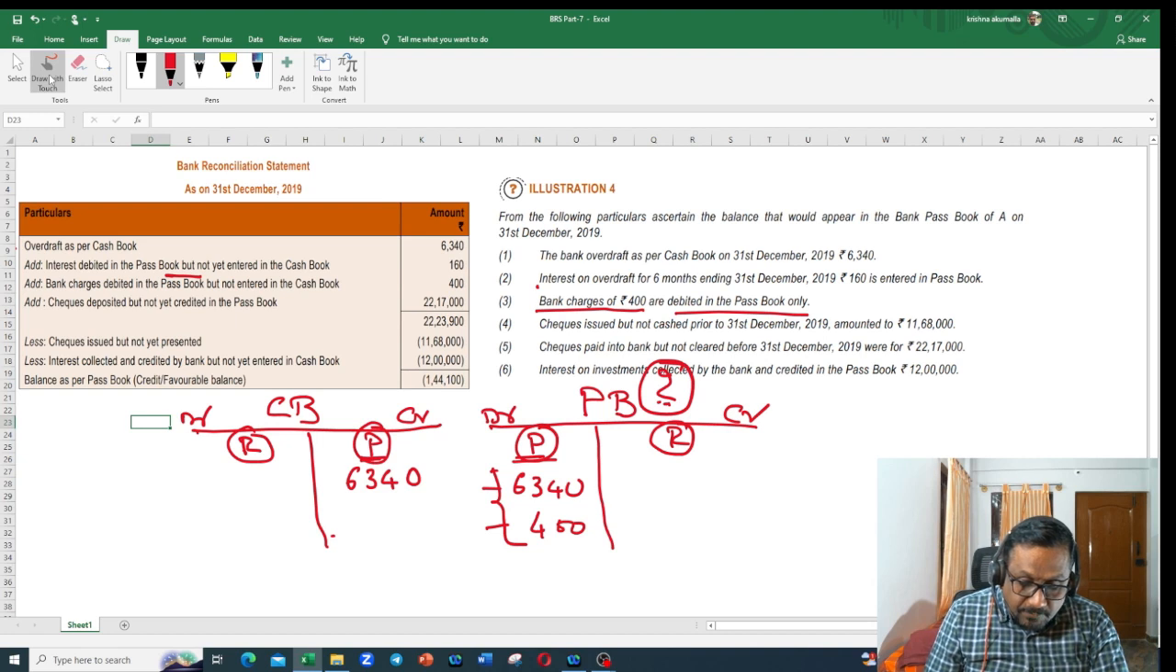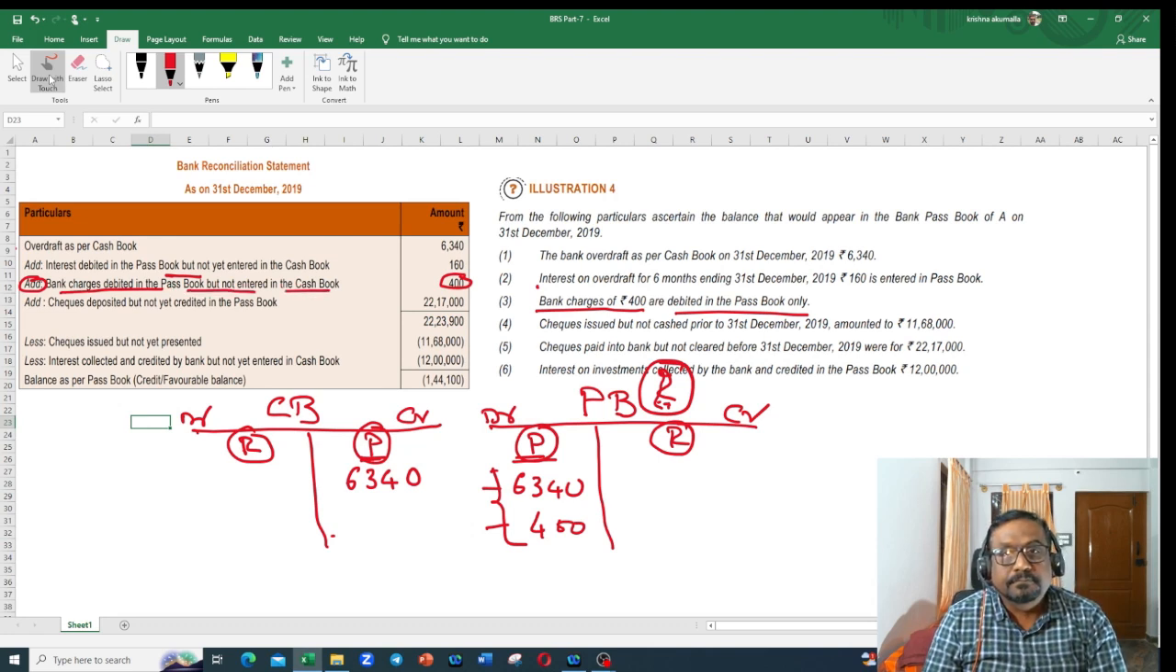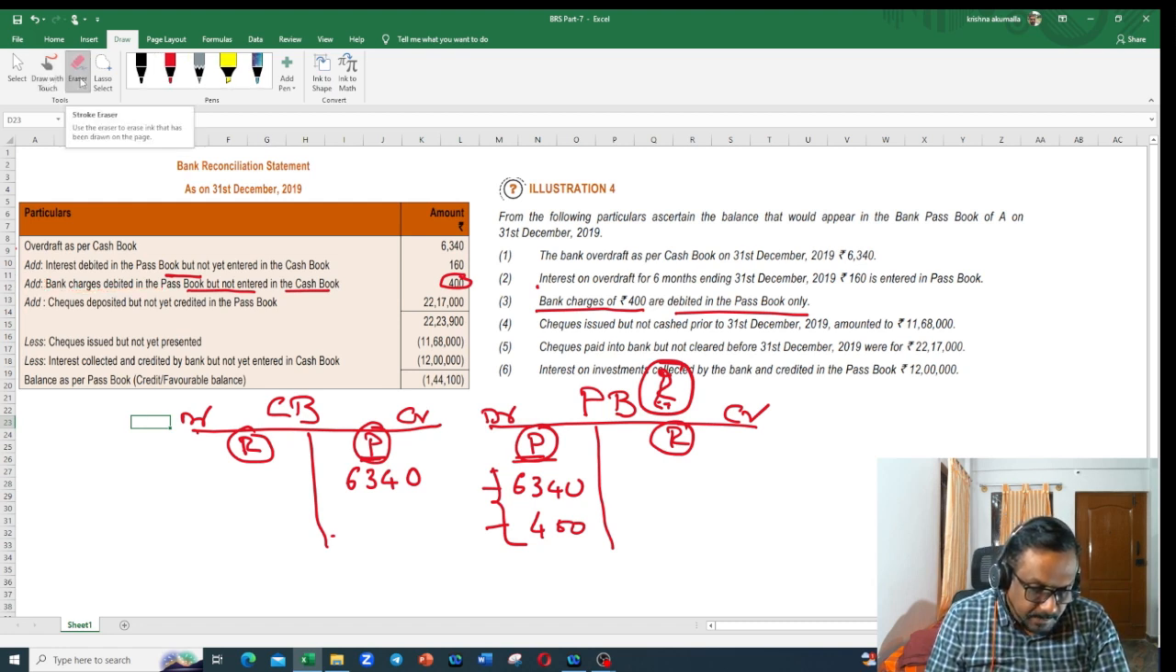So 6,340 plus 400. So this question mark balance is increased. Since the question mark balance is increased, we need to add that 400. Here, add. Bank charges debited in passbook but not entered in the cash book. Clear? Right. Next. Let me take out this and again go back to the same balance.